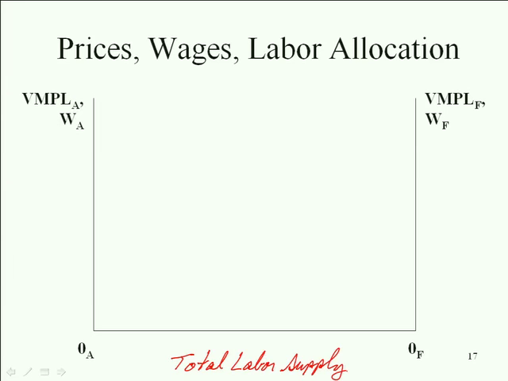We're here, a lot of people in autos, not very much in food. So that's our horizontal axis. The vertical axes are simply the value of the marginal product of labor and the nominal wage rate. Auto industry on the left, food industry on the right. So now let's put in our demand for labor curves.